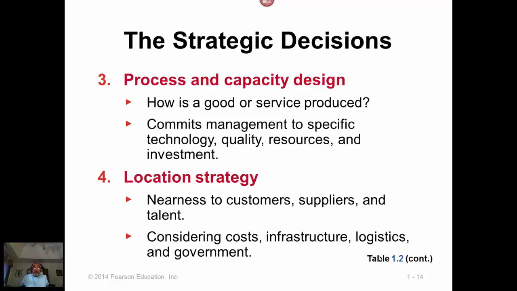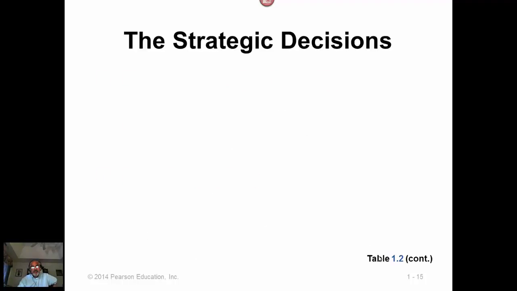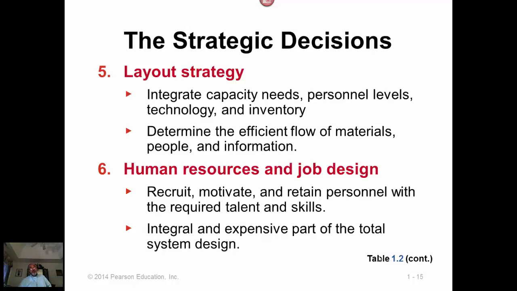And what kind of production process and what production capacity we're going to install in our production process. And where are we going to locate this production process? That is, where are you going to locate the production facility, plant location? And how are we going to lay the production facility out, the internal layout of the production factory? And human resources and job design is the sixth strategic decision.